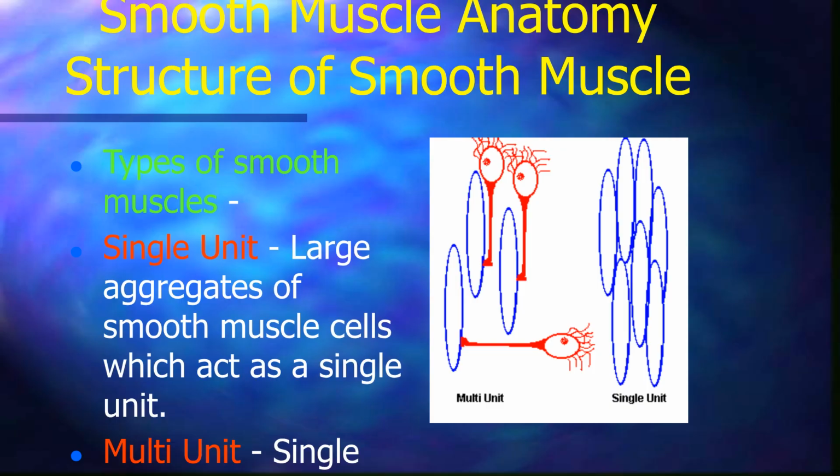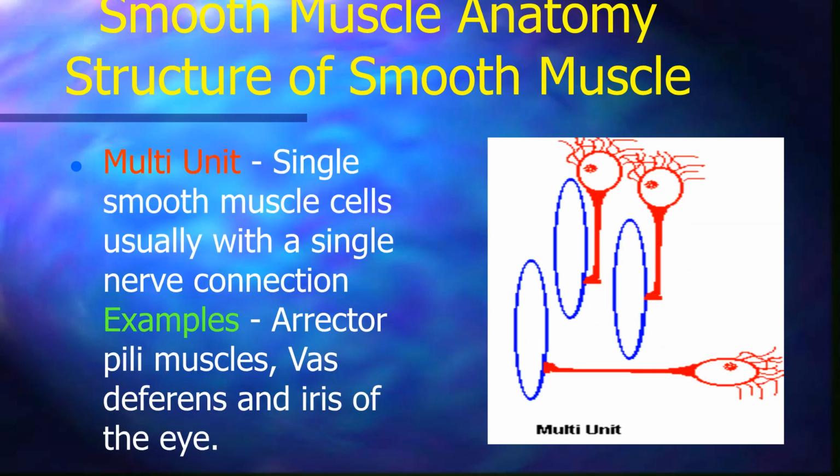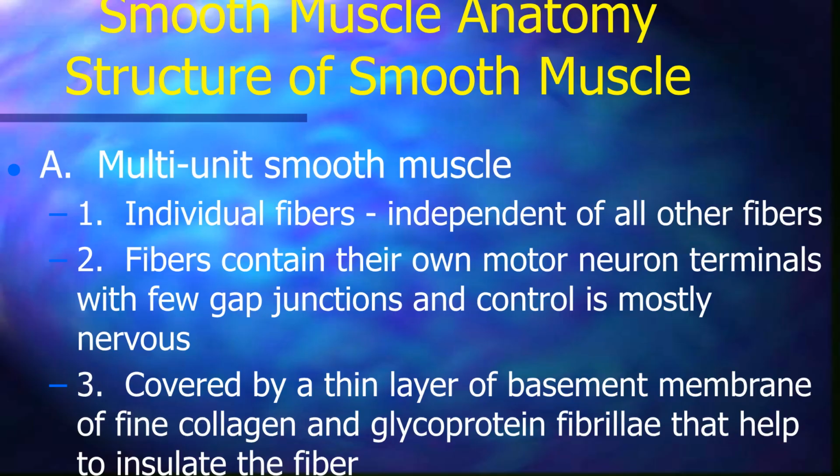Examples of multi-unit smooth muscle include the erector pili muscles, vas deferens, and the iris of the eye. Multi-unit smooth muscle fibers are independent, each with its own motor neuron terminal and few gap junctions, making control mostly nervous. They are covered by a thin layer of basement membrane that helps insulate the fiber. In multi-unit smooth muscle, an action potential stimulates only one single muscle fiber, and they seldom exhibit spontaneous contractions.